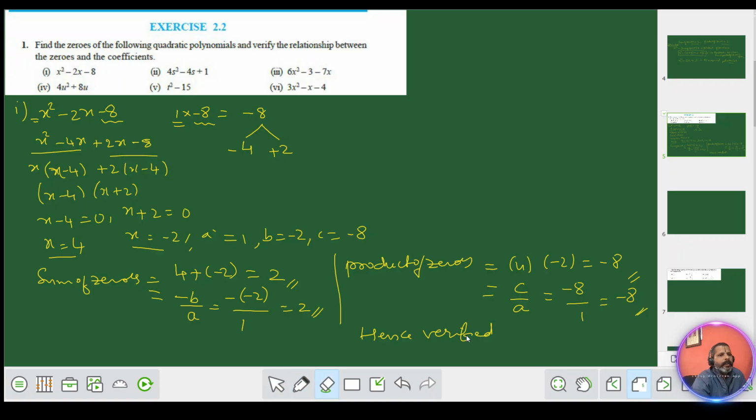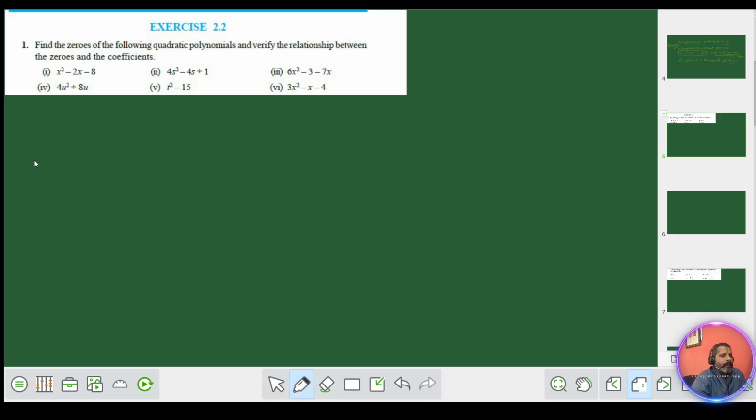Now we'll see the second one. It is the same as the first one only. Okay, let me solve it again quickly. 4s square minus 4s plus 1, right? 4s square minus 4s plus 1.